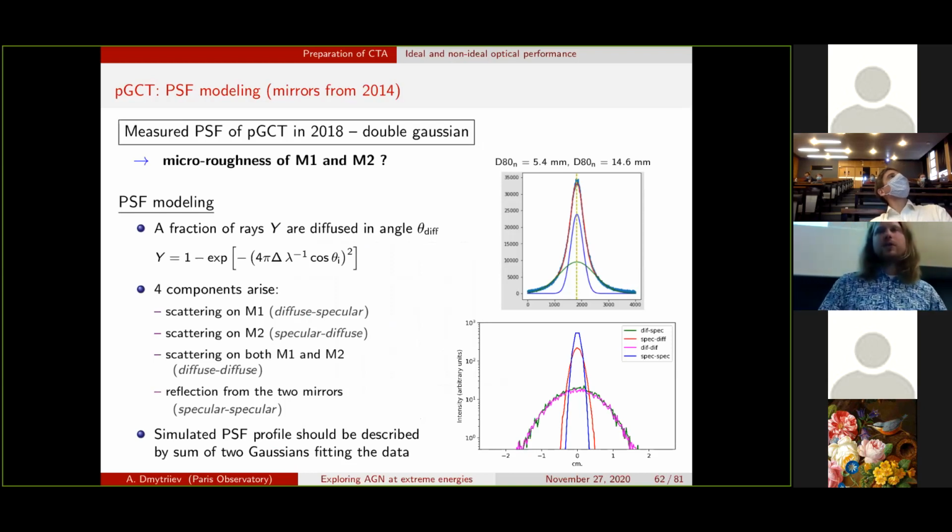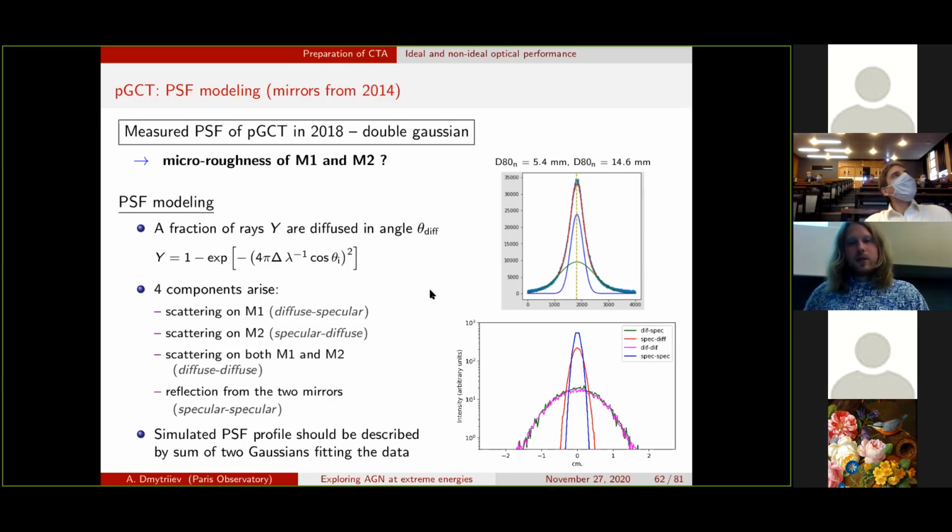So the situation in 2018 was the following. There were these 2 circular segments with rather average surface polishing quality. The mirrors were manufactured in 2014. We were studying the PSF of the prototype, and observations were carried out in autumn 2018 via observations of bright stars. The PSF structure appeared to be double Gaussian, as you can see on this plot. It does not fit well with a single Gaussian, but rather with the sum of 2 Gaussians, a narrow one and a wide one, with these values of D80, the 80% containment diameter.